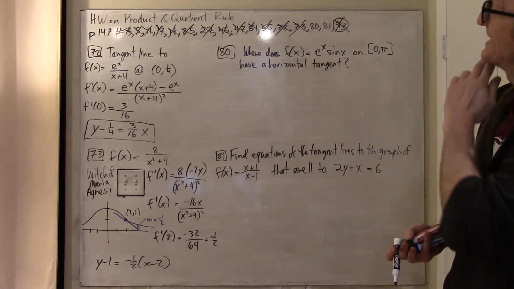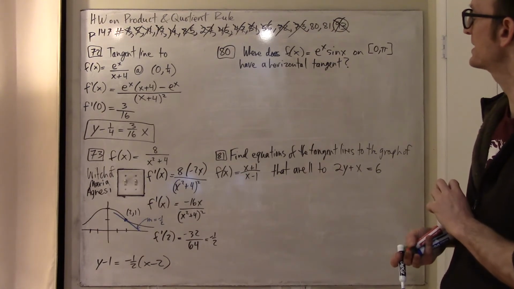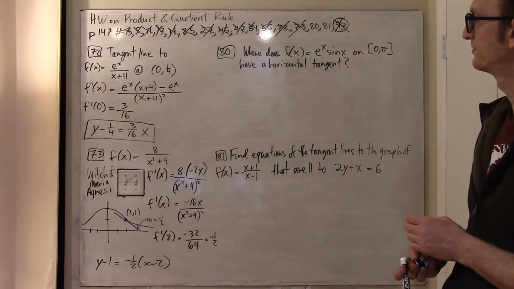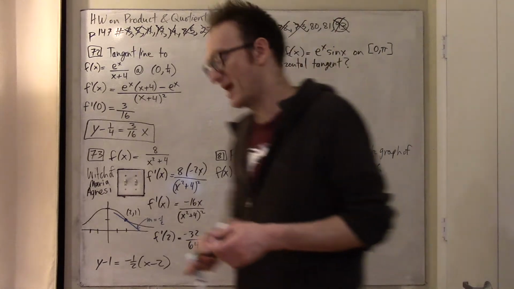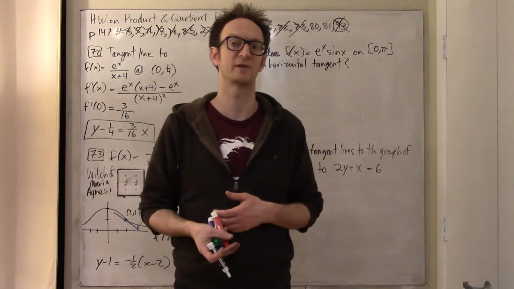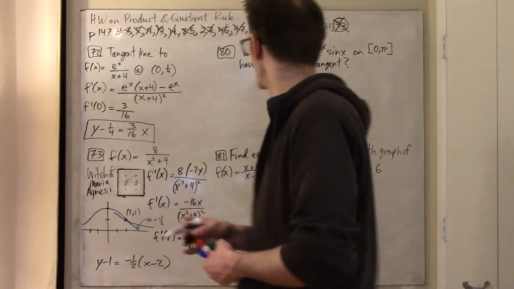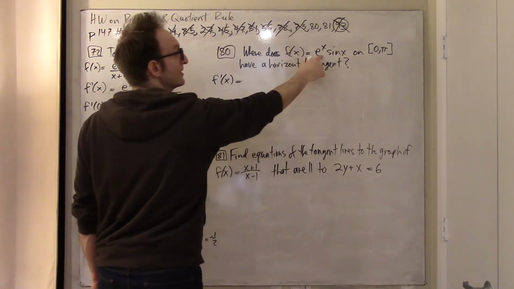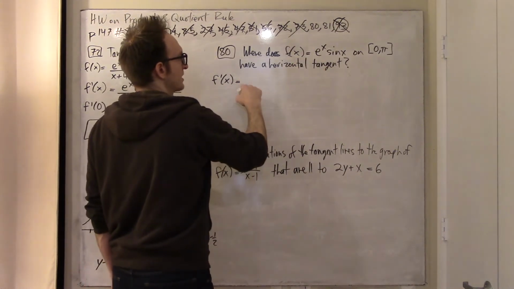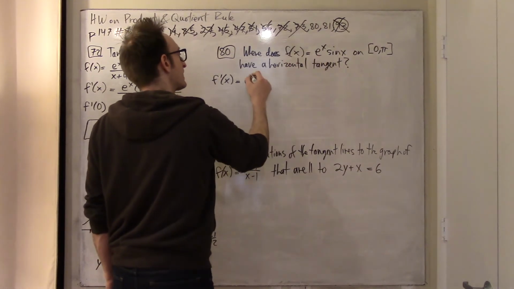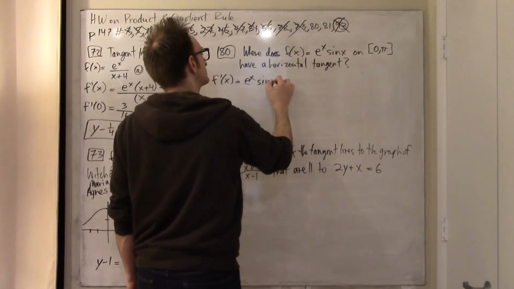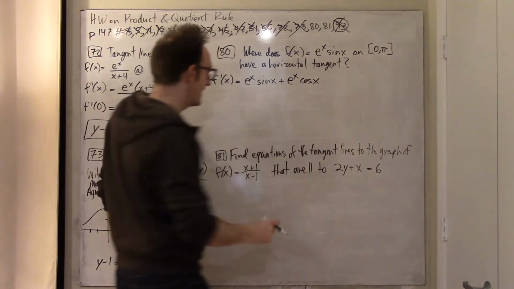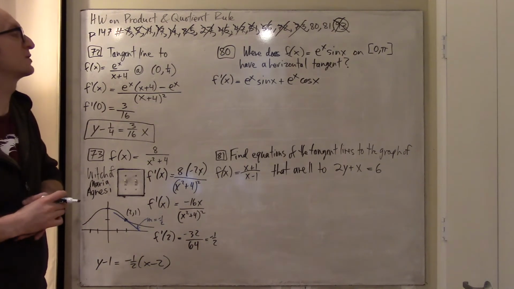So 80 says, where does the function f of x equals e to the x sine x on the interval 0 to pi have a horizontal tangent? Okay, well, I'm going to have a horizontal tangent line when the derivative is 0. So let's just find where the derivative is 0. So this is a calculus problem, kind of. What is the derivative of this function? Let's do it. I have to use the product rule. So the derivative of the first times the second plus the first times the derivative of the second, which is cosine. And okay, that took about 1 second. That is the derivative of this function.